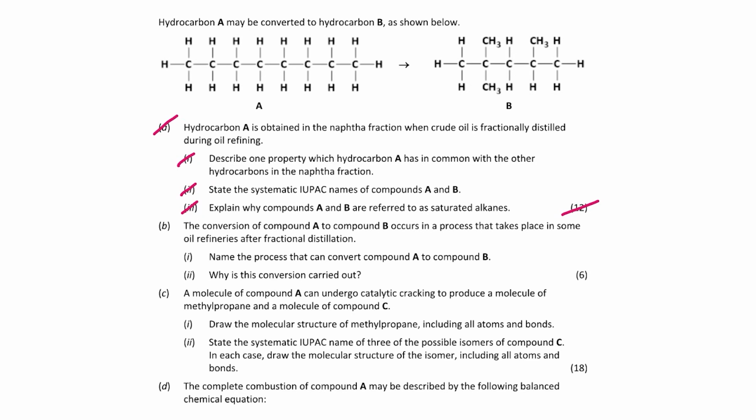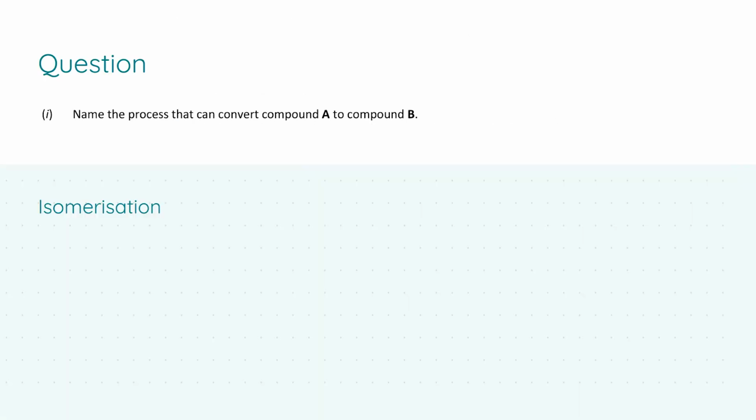So we'll get into part I now of that. In part I, they're asking us to name the process that can convert compound A to compound B. So we're looking for the process here. In organic chemistry, there's of course loads of processes that can be used to convert one compound to another compound, or change them around a bit, or add things on or remove things off. Based on the circumstances of this one, we know it's an isomerization. So that's 3 marks in this question.